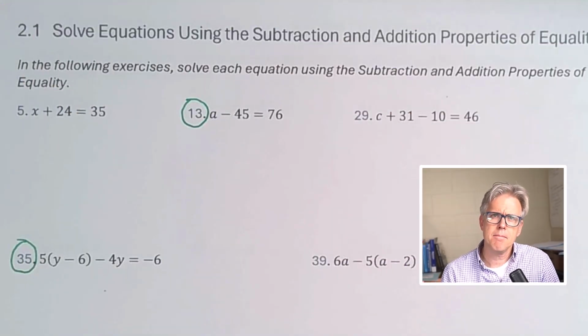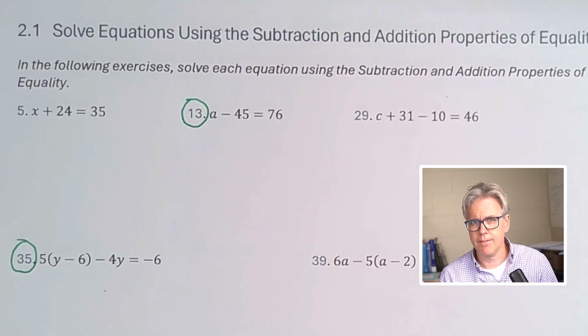Right, this is the homework help for solving equations using the subtraction and addition method. Let's just look at, I think I've got 3 of these picked from our homework. Number 13, we have a minus 45 equals 76.